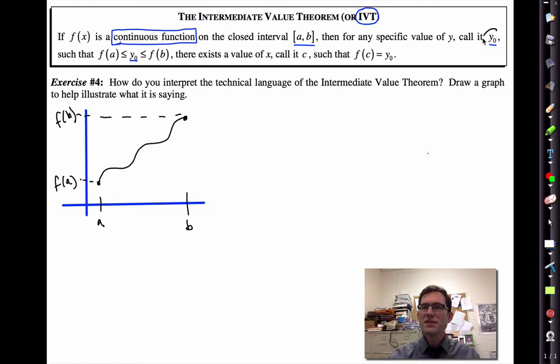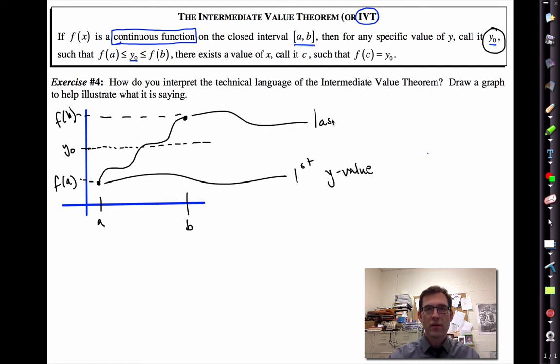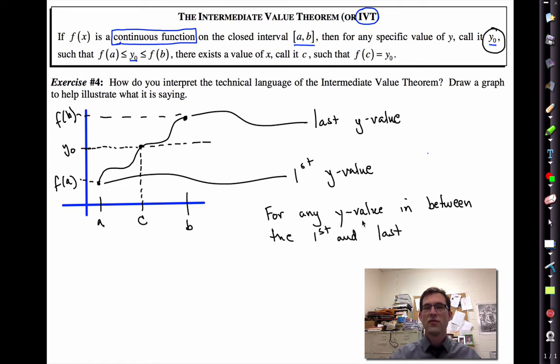All right. So now we're saying, look, let's say there's a specific y value that's in between these two, y sub 0. Then what this theorem says is that for any y value between the first y value and the last y value, any y value in between, there is a specific x that gives us that y. So for any y value in between the first and last, there is at least one x that gives that y. All right, this is cool.